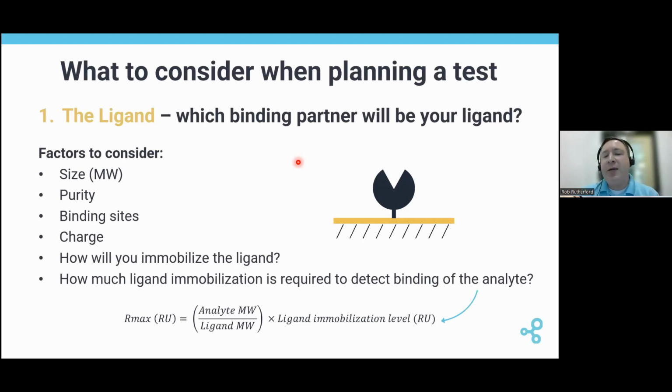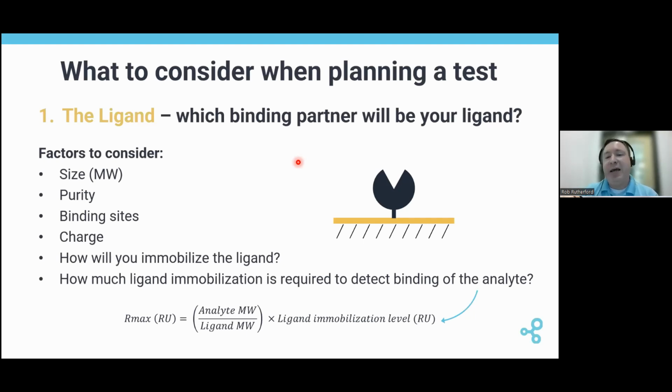So the first thing that I like to consider is which one of my two binding partners am I going to immobilize on the sensor surface? There's a couple of factors that may make one better than the other. The first one is size. So we generally recommend, if possible, immobilizing the smaller of your two partners on the sensor surface.